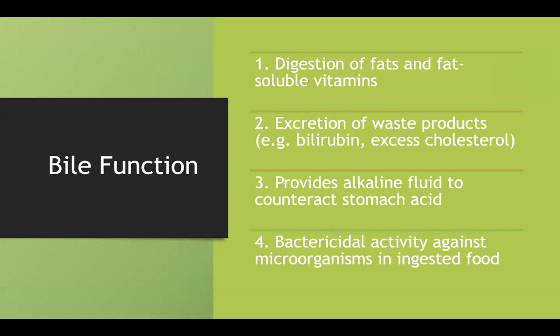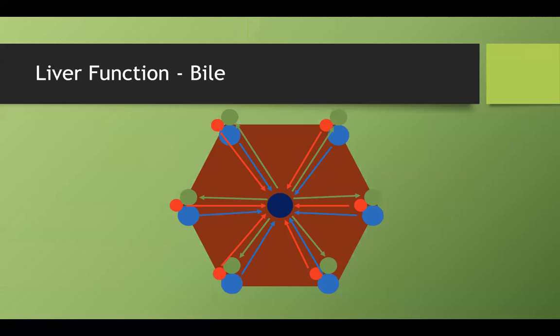And from our hepatobiliary and I believe our pancreas lecture, we talked about the function of bile. So bile has four main functions. It's used for digesting fats, excretion of waste products. It can provide an alkaline fluid to counteract stomach acid. And bile also has bactericidal activity against microorganisms. And if you wanted to hear more about the functions of bile, please check out the hepatobiliary lecture where I go into great detail in the physiology section as well.